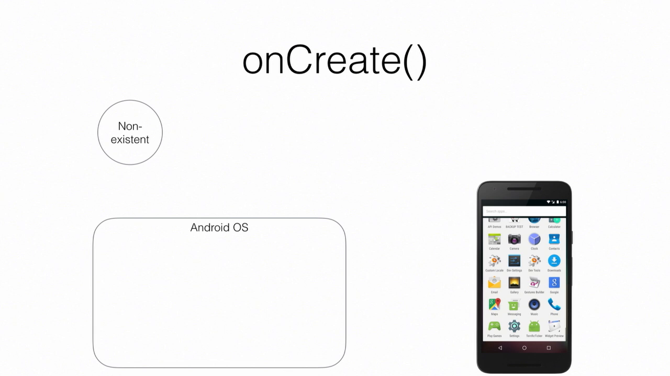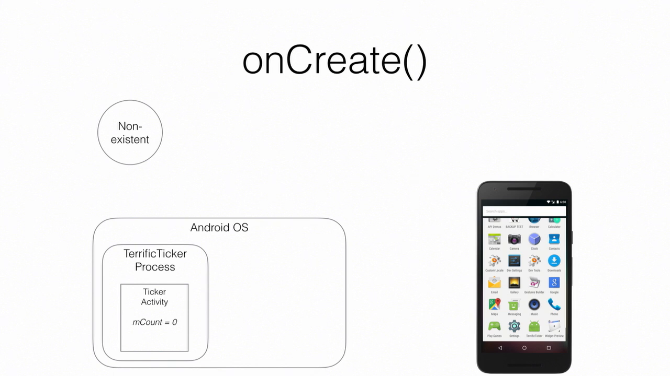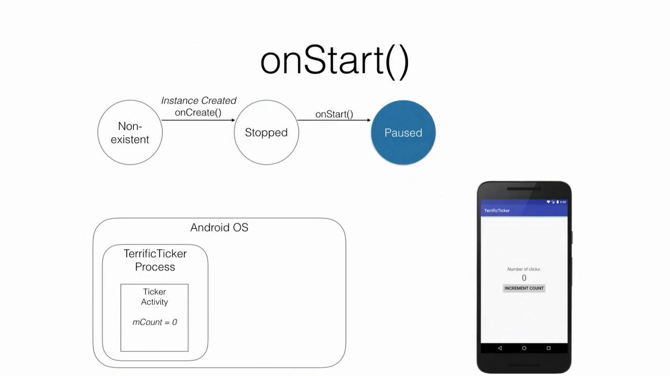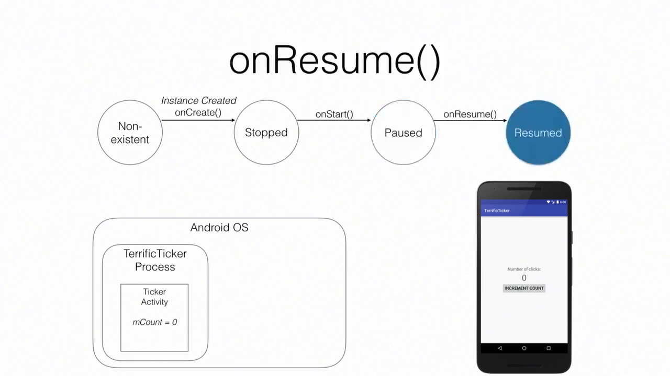And like I said, an intent is issued to the activity manager, which will spin up a process and create an instance of ticker activity. Our count is 0, and so we're in the non-existent state. OnCreate is called, which moves the activity into the stop state. Then OnStart is called immediately after that and moves us into the pause state. And immediately after that, OnResume is called, and it moves our activity into the resumed state. So now we're in the resumed state. Our app is visible to the user, and they can start clicking that increment count button. Resumed represents that this is the foreground activity, the one across the whole system.